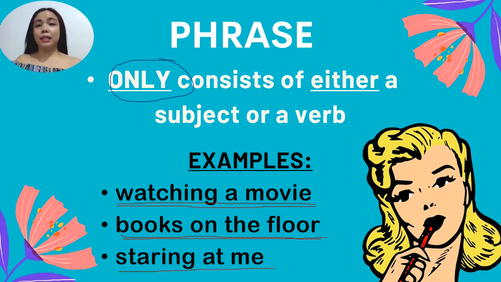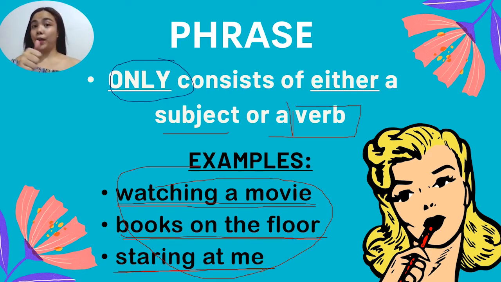Staring at me is another verb phrase. We don't see any nouns here. Therefore, all these three are phrases because each one only consists of either a subject or a verb. Okay? Alright.